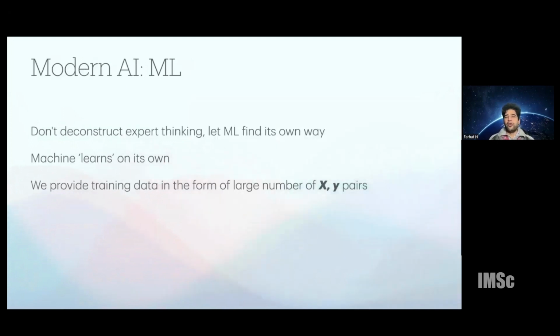So in modern AI or machine learning, we don't try to deconstruct expert thinking. What we want to do is to let machine learning find its own way. So how does the machine learn on its own? What we do is we provide large amounts of training data in the form of XY pairs, X being the data and Y being the label corresponding to a particular data. And you give a large amount of data to the model, and you let the model learn. By learning, what we mean is the model tries to change its parameters in such a way that the error between what it predicts and the expected prediction becomes as small as possible. And that way, the model has learned what the data is trying to teach.